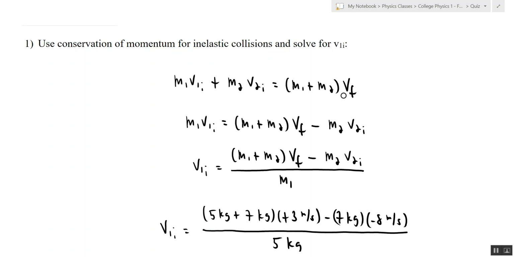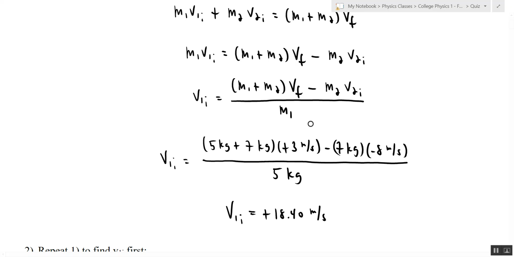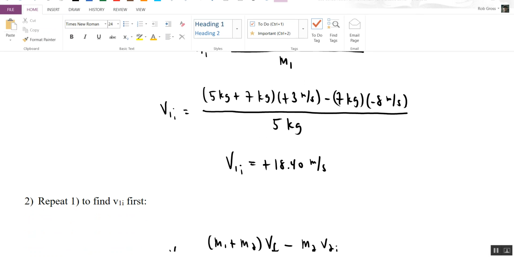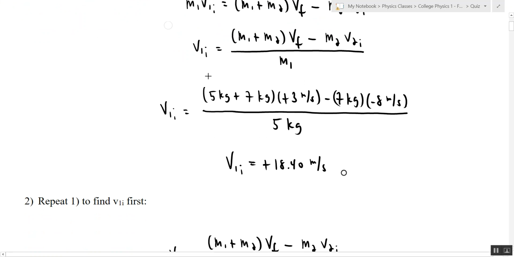So for this problem, you knew everything but v1i. So you basically just rearrange the equation. You subtract m2v2i from both sides. You divide by m1, and that gives you v1i, and you plug in the numbers, and you get positive 18.40, which means mass 1 was moving at 18.40 meters per second in the positive x direction.